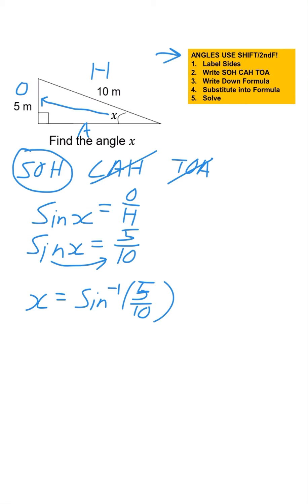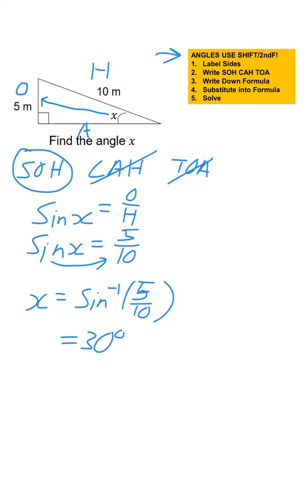Now, what the sine inverse means is that we press the shift or the second function. So, if you press shift and then sine 5 over 10, in Casio calculators you may have to close a bracket with this, and that then is 30 degrees. So I found out that X is 30 degrees. Now make sure your calculators are set to degree mode for this. If they're set to radians, that will completely mess up the answers. So make sure your calculators are set to degree mode.